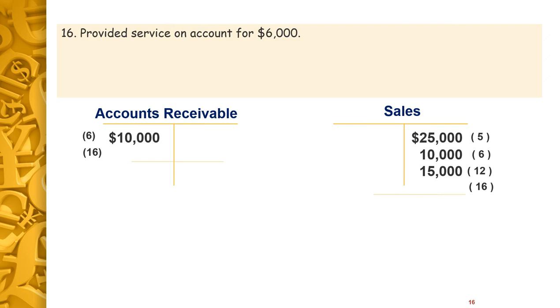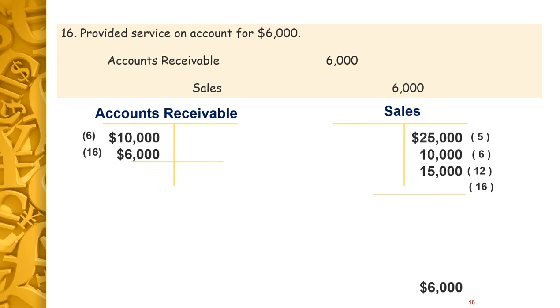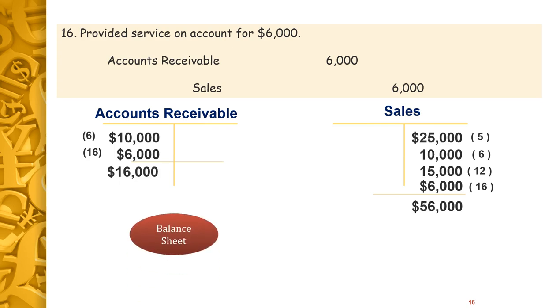Now, what happens if we provided services on account for $6,000? The accounts receivable would be $6,000 and the sales would be $6,000. We then add them up and this would be on the balance sheet and this would be on the income statement. Now let's take a look at our general ledger after we've made all these adjusting entries.